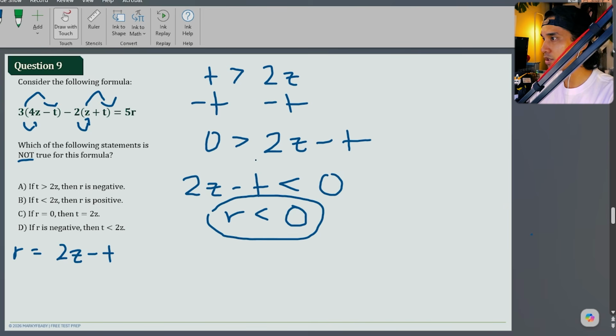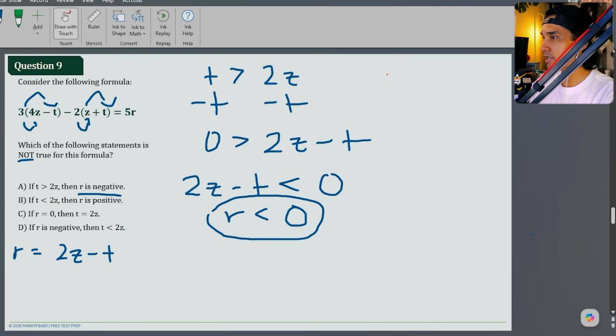And yes, in fact, r is negative. Okay, all we had to do was make this 0, then replace 2z minus t with the equation that we already found out. And then we get that r is negative. If we plug in numbers, we will in fact get r being negative. But I'm going to do this without plugging in numbers. Okay, let's go ahead and do the other one.